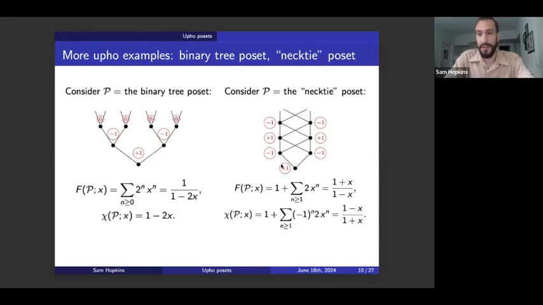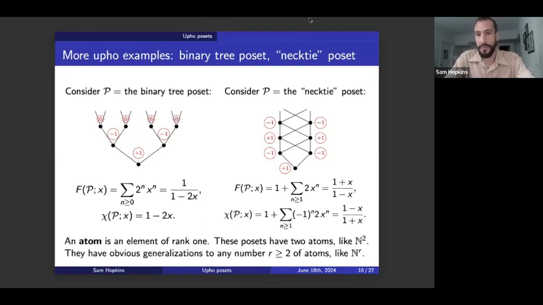So this would be the point in the talk where I asked you to guess the theorem based on the examples. And I think it's been guessed. One more small observation before we state the theorem that Sergey alludes to is these examples have two atoms. So an atom is something which covers the minimum, so something at rank 1. And they have obvious generalizations to any number of atoms. Just like with N squared, I could do N to the 3 or N to the 4 and so on. So we can have examples with many atoms, but these are just sort of the easiest to draw.